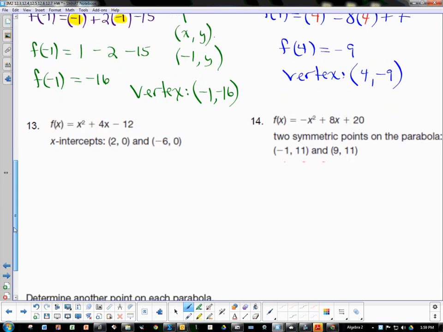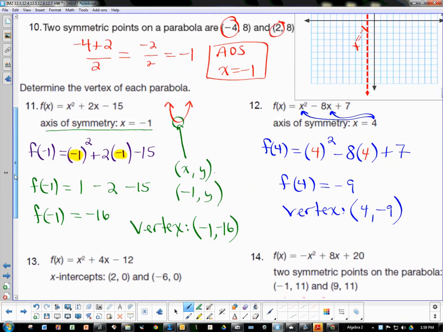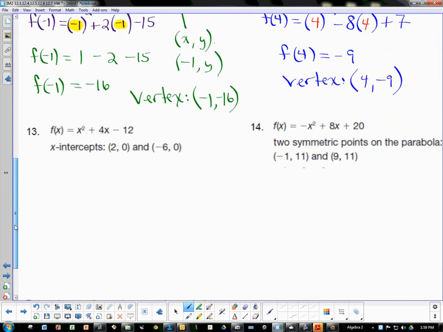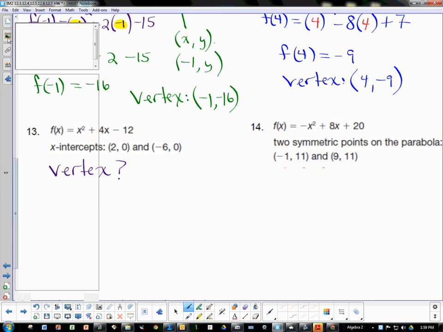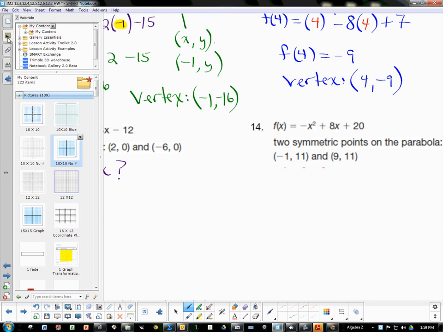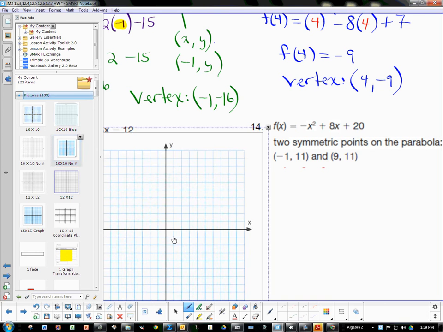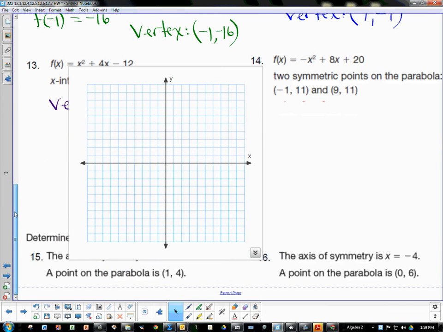All right, moving ahead, number 13. Once again, keep in mind, they want to find the vertex. That's our goal here. Okay? That's our goal, what the vertex is. So we have x-intercepts. All right, if you're given x-intercepts, I want to make sure that you can visually see this again. So we'll get out a graph.